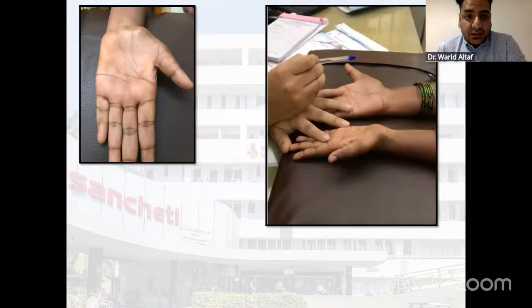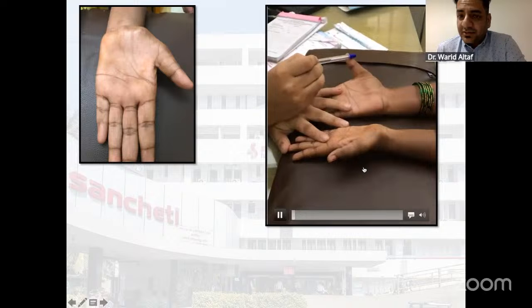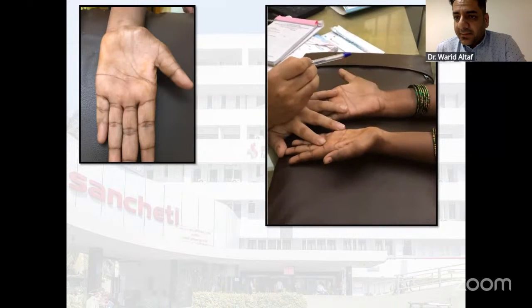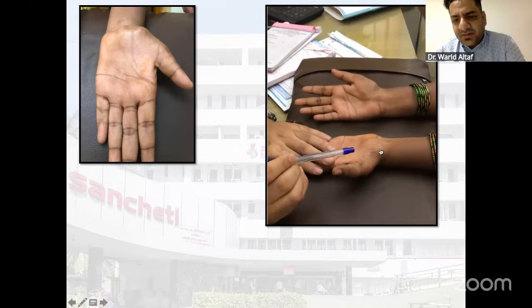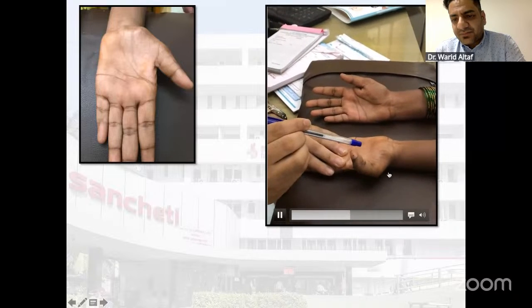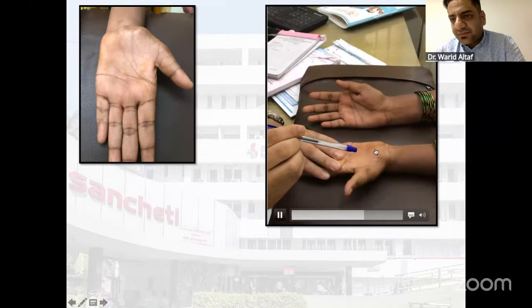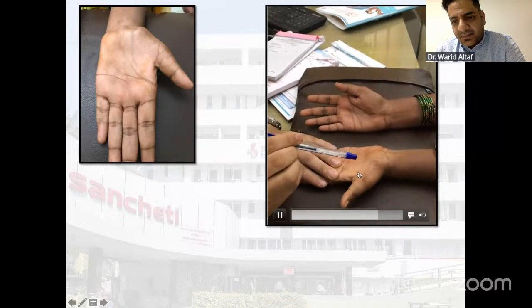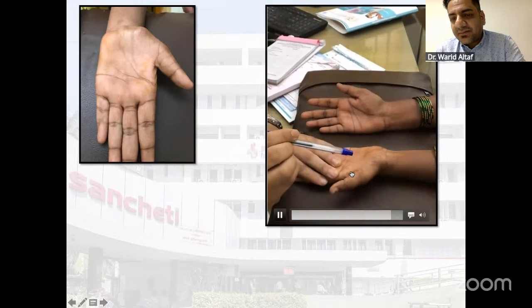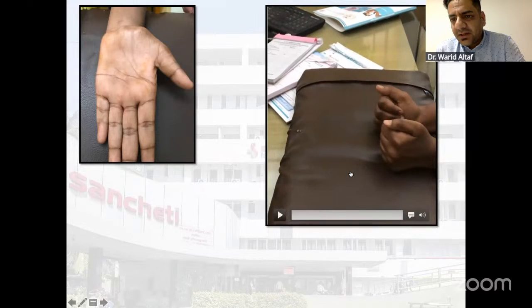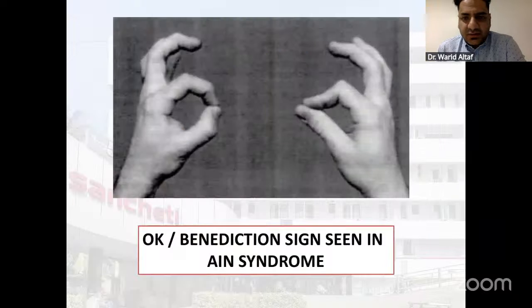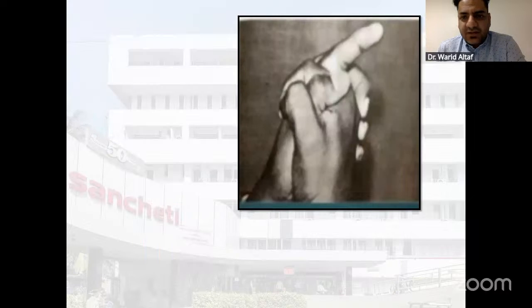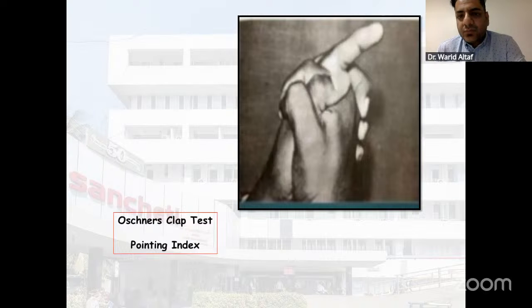Now coming on to the median nerve. The median nerve supplies the muscles of the forearm. It supplies all the long flexors. You can see that is the normal side, and you can very well make out here that there is wasting. The first web space is wasting, and the patient is trying to flex the IP joint of the thumb and not abduct the thumb. Basically, that is a pen test, and that is a very old test, and that has been very well documented. Again, a pointing index is another sign of a median nerve palsy.